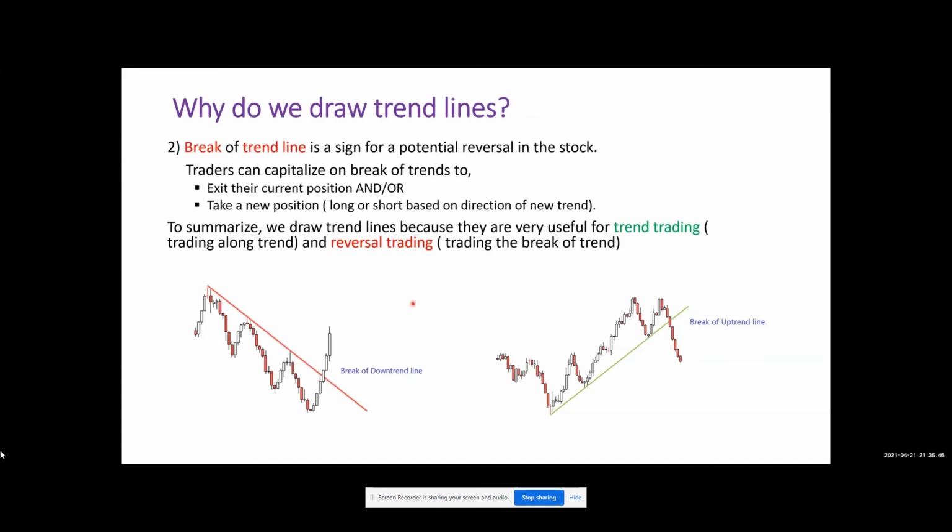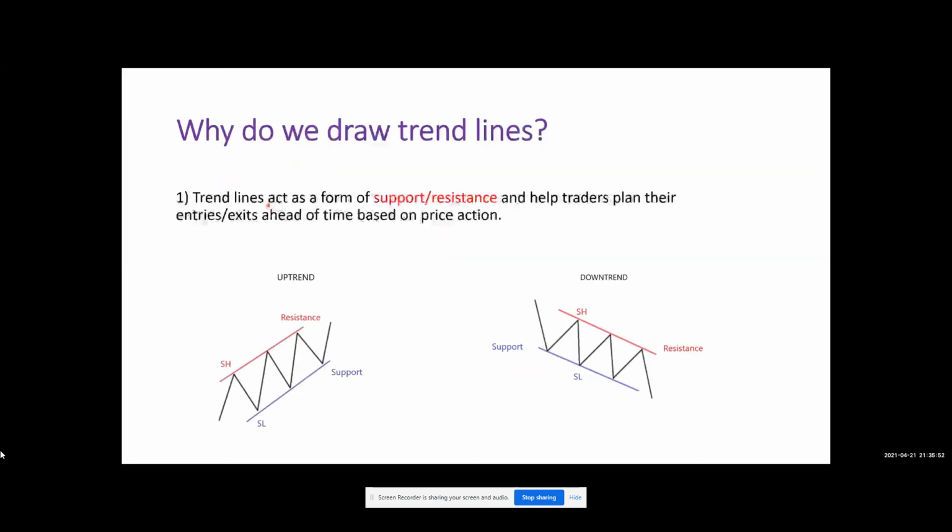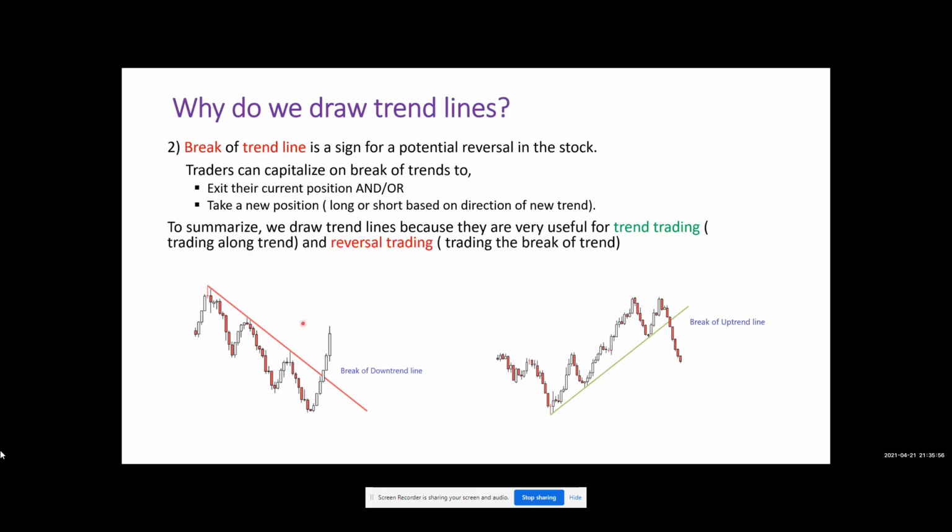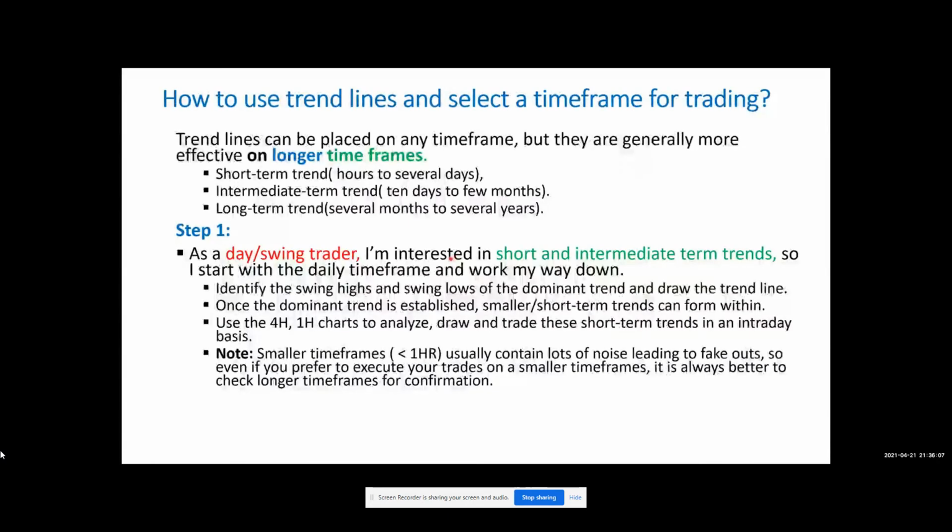Which time frame is best for detecting a trend line? We'll go over time frame soon. All right, so those are the two reasons why we draw trend lines. One, we know that it is going to act as support or resistance. And the second reason is that a break over a trend line gives us an opportunity to trade the reversal. Those are the two use cases for drawing a trend line.